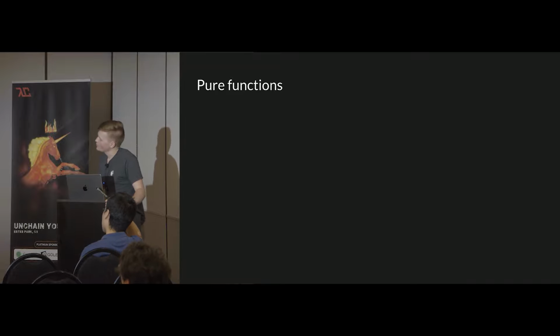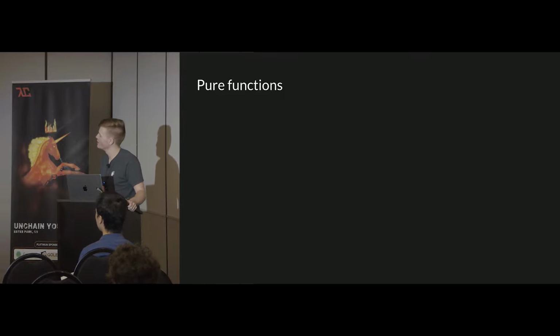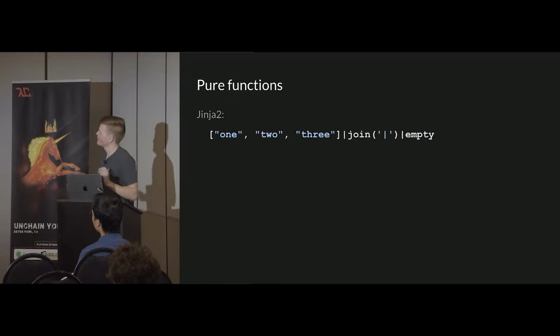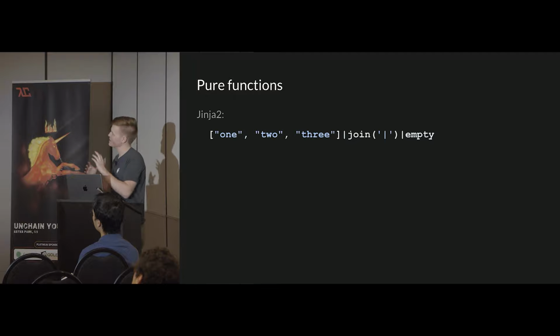Other template languages frequently define their own sort of standard library to use in the template. For example, in Jinja, I could have a list, and then I want to join them with this pipe, and then I want to check if that list is empty. I know it's contrived, but I'm just showing you how you can pipe these values together. It's nice, you can do it in one line, you don't have to have multiple statements, it's easy to use.